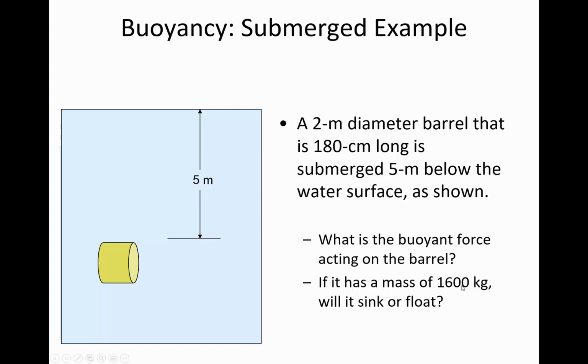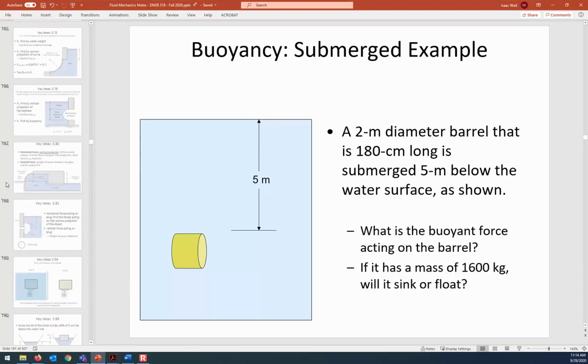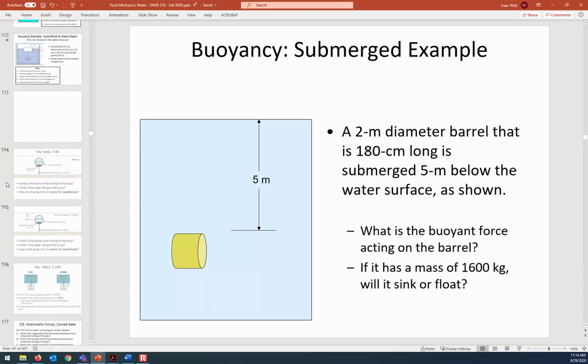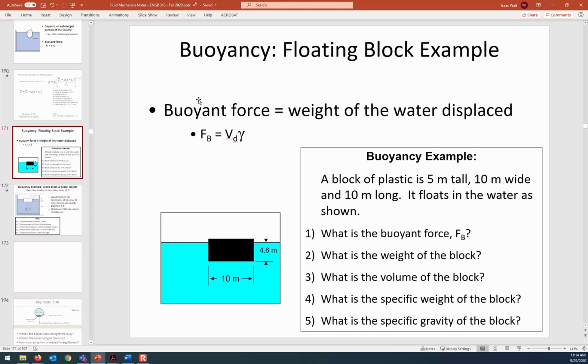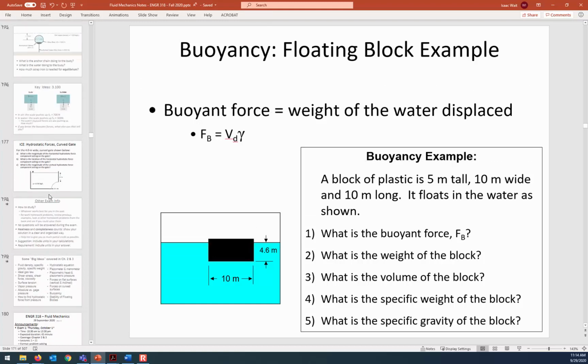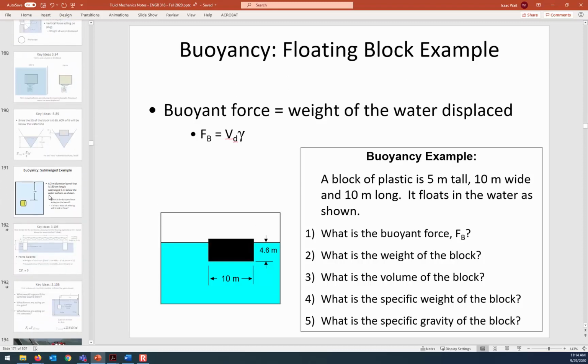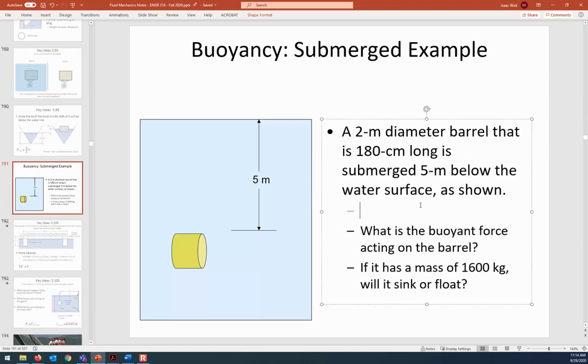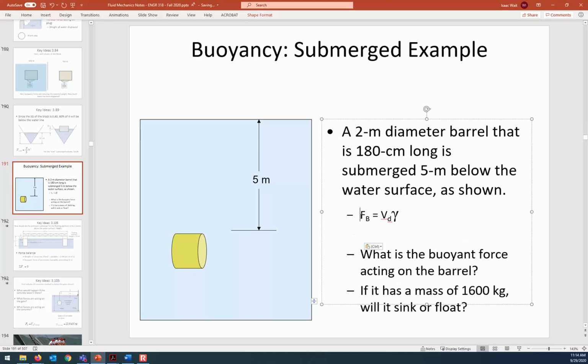All right, so let me bring the equation onto this screen in case you don't have it from last time: the buoyant force is equal to the volume displaced multiplied by the unit weight. So let me pause for a moment and give you a chance to solve these two questions. And then, of course, as I always do, after a few minutes we will take a look at the solution on this one.